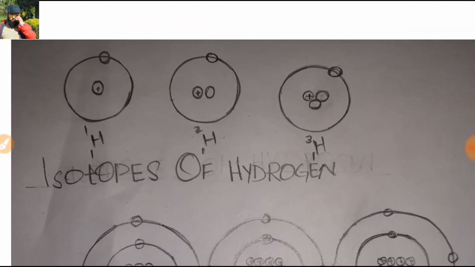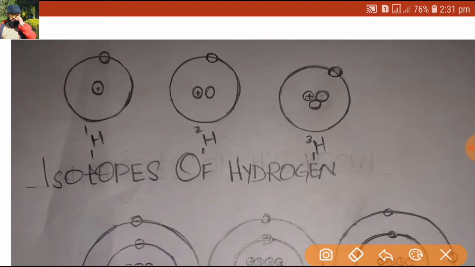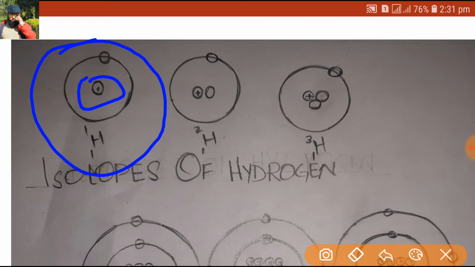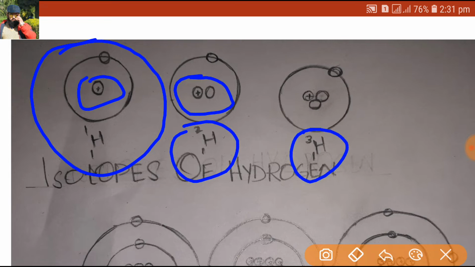Here you can see I have tried to draw three atomic models of three isotopes of hydrogen. For example, this is H11, also known as H1. It has one proton in its nucleus. Here you can see H12 or H2. It also has one proton in its nucleus. Similarly, H13 or H3 also has one proton in its nucleus with the positive sign. But you can see that the difference lies here in the number of neutrons.